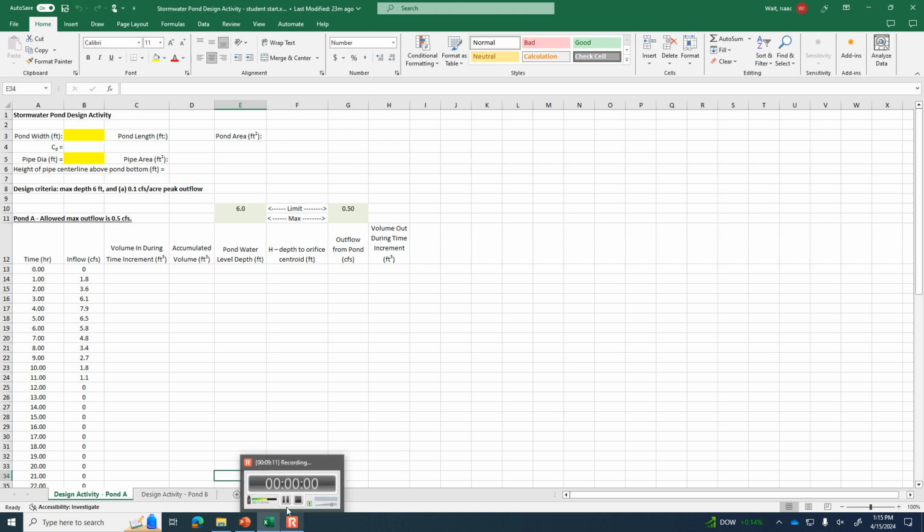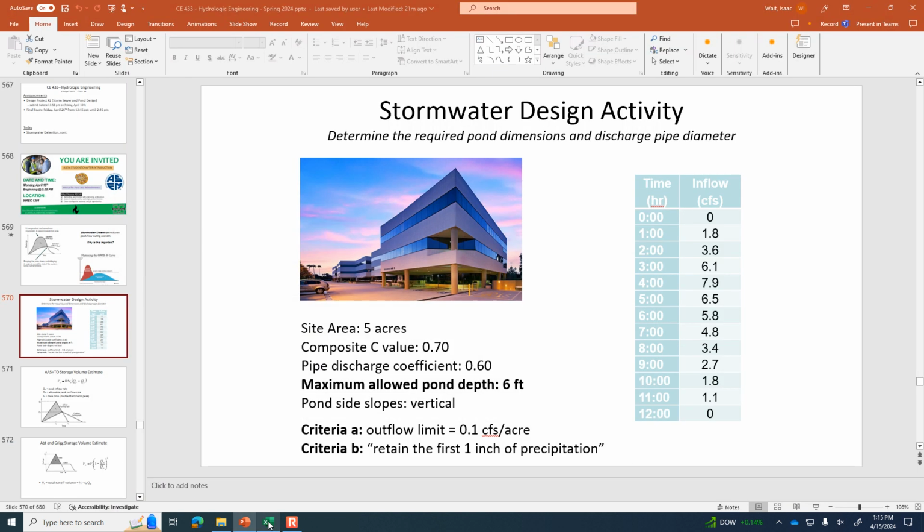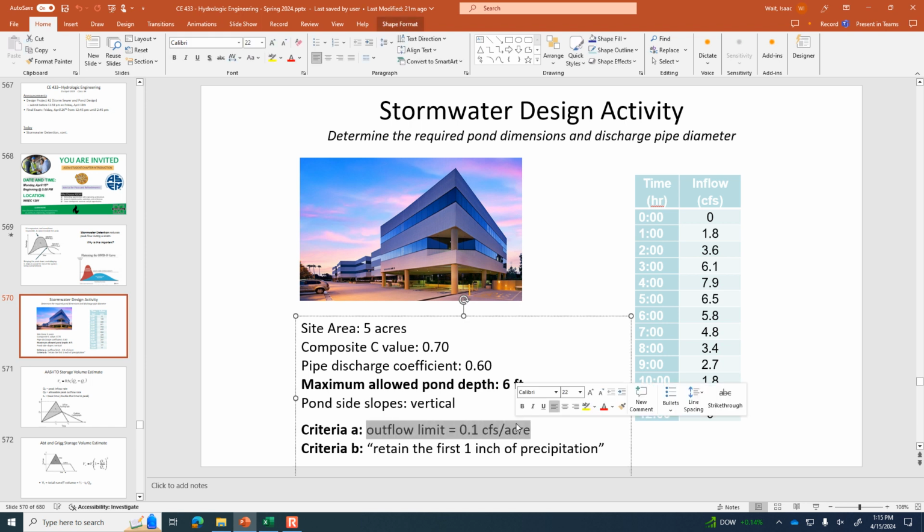But let's open up that template file, and together we're going to go through these 2 different criteria and see how big should the pond be, and what's the diameter of the outlet that we should design. We'll just assume it's a circular outlet, a circular pipe, a circular orifice on the end of the pipe, and we want to know what are we going to have to do to limit the outflow to 0.1 CFS per acre, and then also how big should the pond be in order to limit the depth to 6 feet.